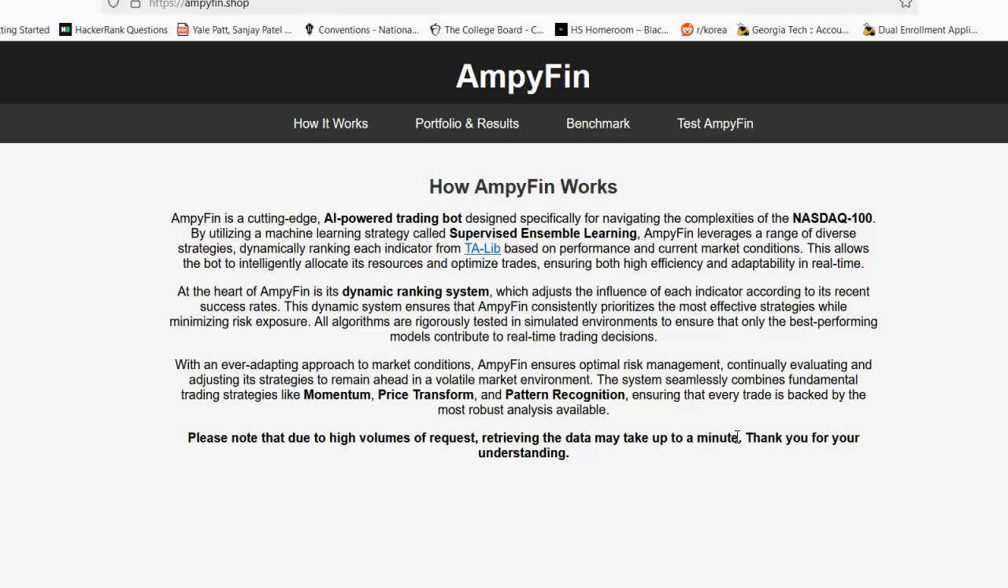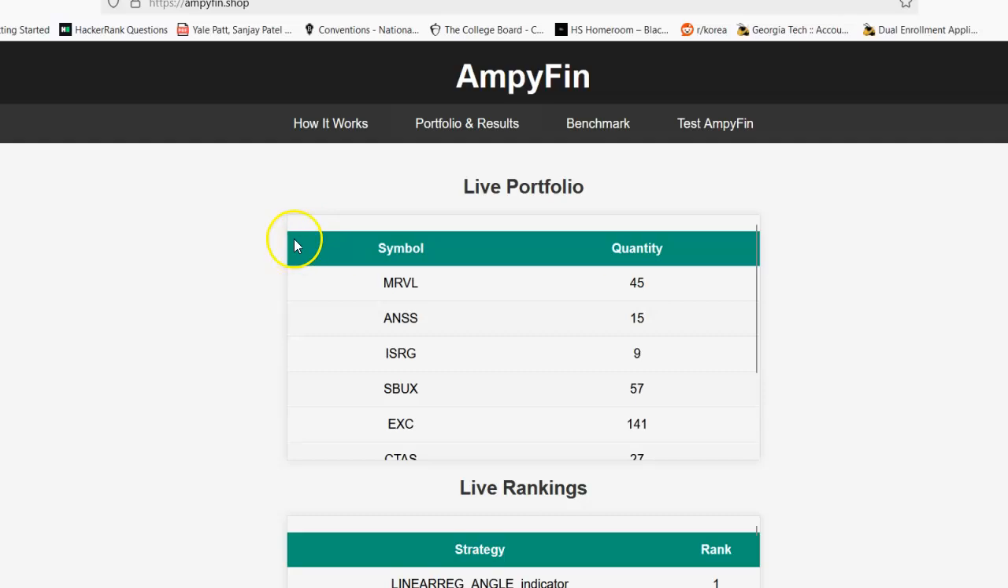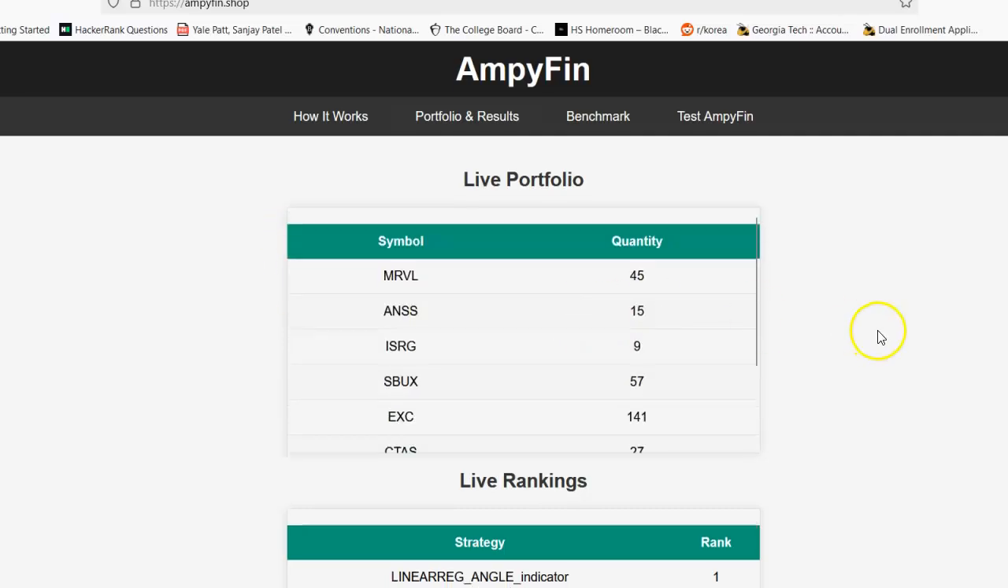In January, there isn't too high of a volume of requests. So retrieving the data does still take up to a minute. For January, the problem is that there's not as many requests as there used to be. In December, there was too much. In January, there's not that much. So that's something of that.